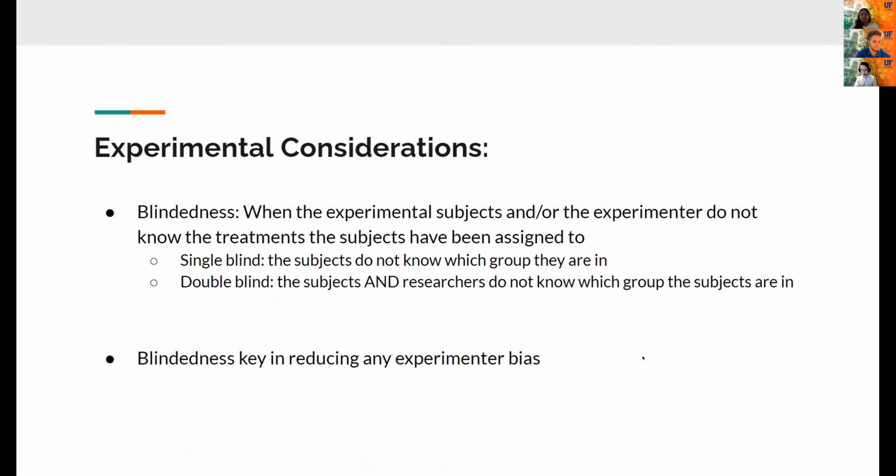So I am going to briefly discuss considerations in experimental statistics. So one of the biggest things that you see in experimental statistics is blindedness. So that is when the experimental subject or the experimenter themselves do not know the treatments the subjects have been assigned to. So there are two types of blindedness that occur. Either they opt to do a single blind, which is where only the subjects do not know which group they are being put in, or even more effective would be a double blind where the subjects and the researchers do not know which group the subjects are in. And this is extremely important in reducing any experimenter bias within your experiment.